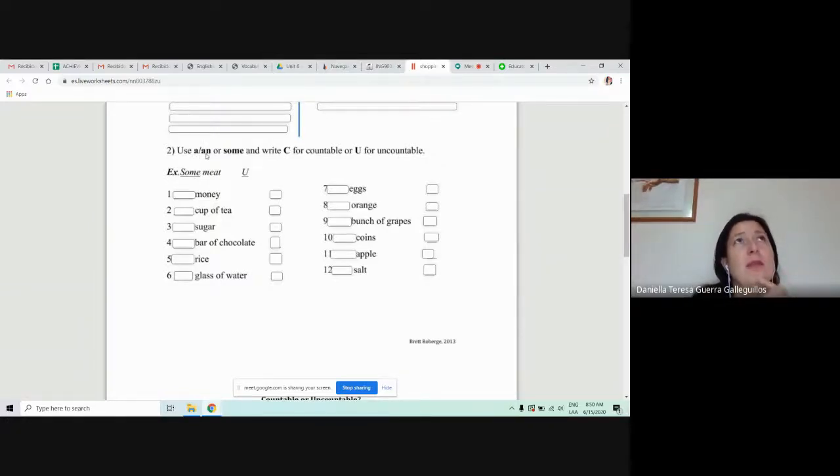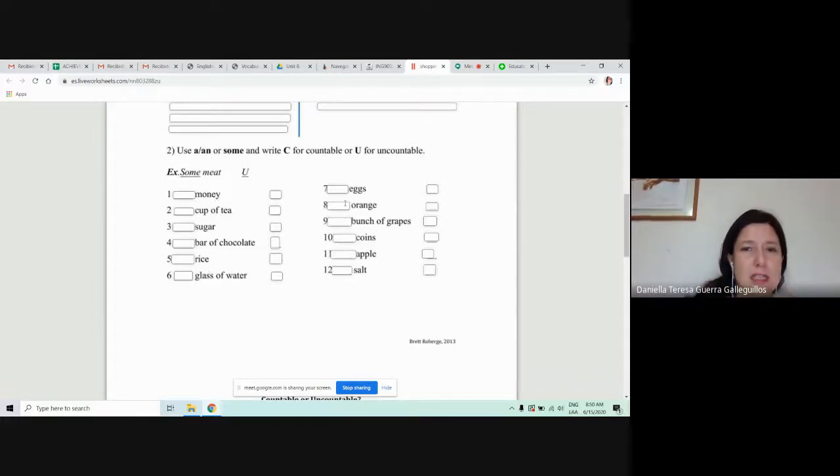Y solamente se pueden usar para cosas que se pueden contar, ¿verdad? Por ejemplo, si yo digo a bar of chocolate, una barra de chocolate es a bar of chocolate. Si yo quiero decir algunas barras de chocolate, digo some bars of chocolate. Un vaso de agua, a glass of water. Un poco de agua, some water. ¿Se entiende?